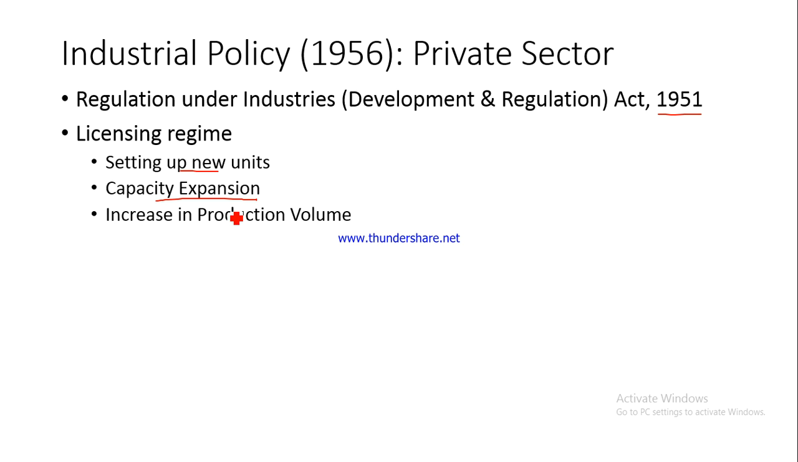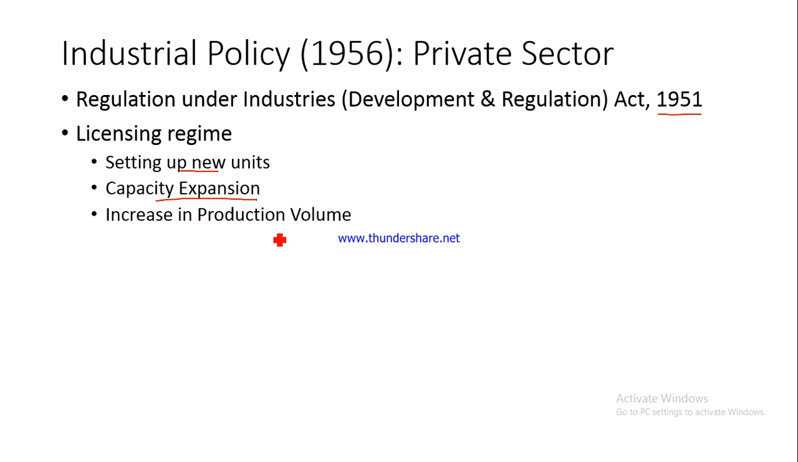They would first have to go to the government and seek a license for that. Likewise, within a particular capacity, if they want to increase the production volumes, again they had to seek a license from the government. So capacity expansion is when you can, let's say, produce 1000 goods and you want to expand your factory area so that you can produce 2000 goods.